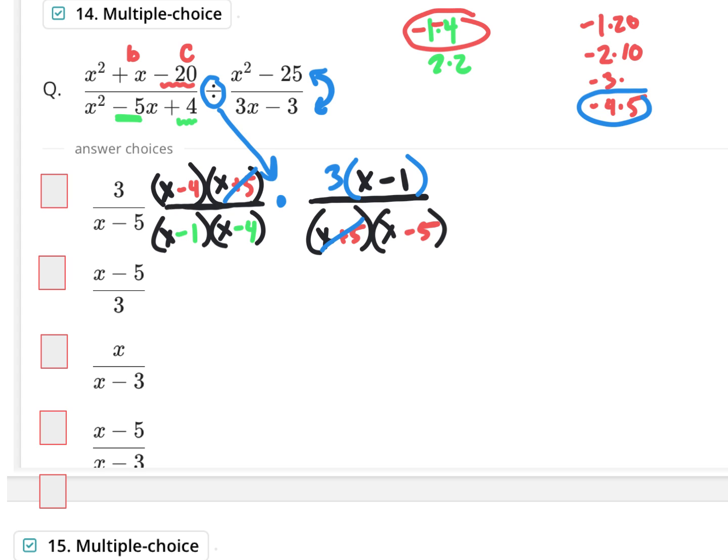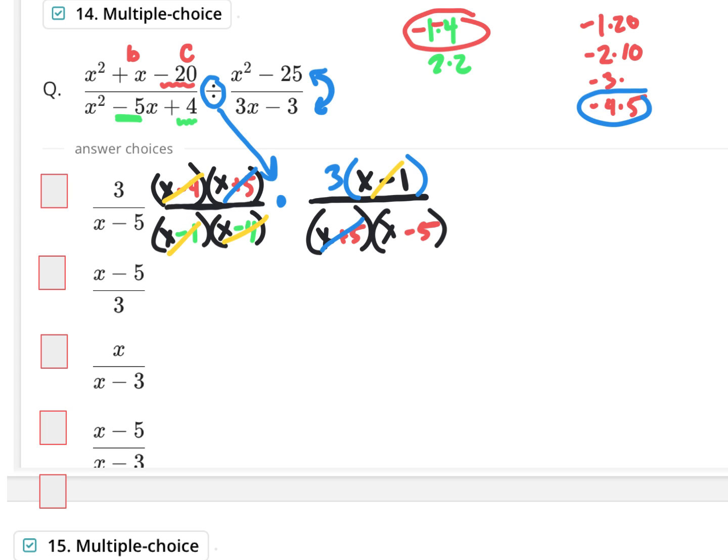So cancel that out. We also have the x minus 4 right here and the x minus 4 down there, so you can cancel that out. And we also have the x minus 1 with the x minus 1. I just want to say it's okay to cancel above and below on the same fraction. It's even okay to cancel from down here to up here on the other fraction.